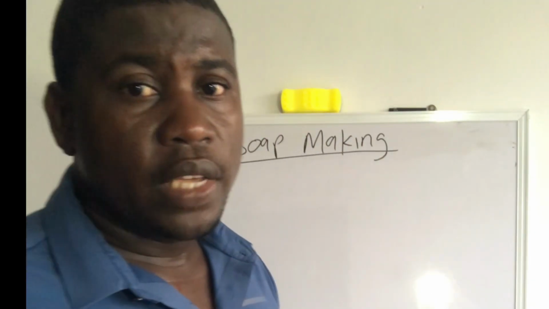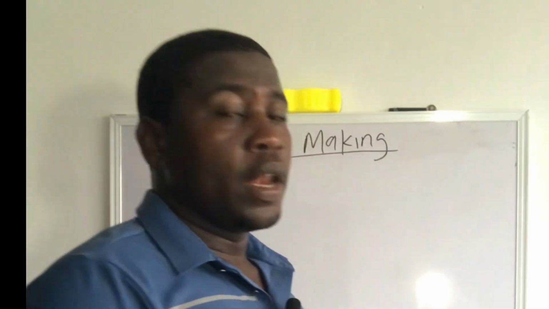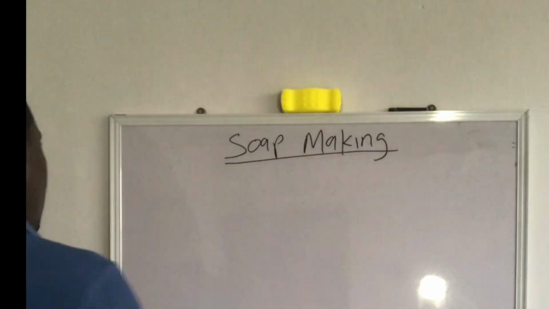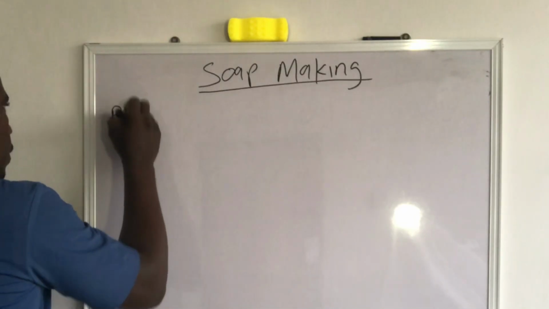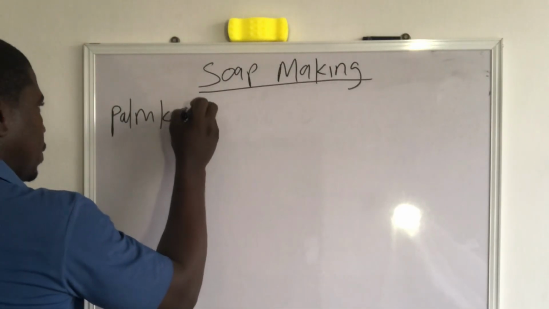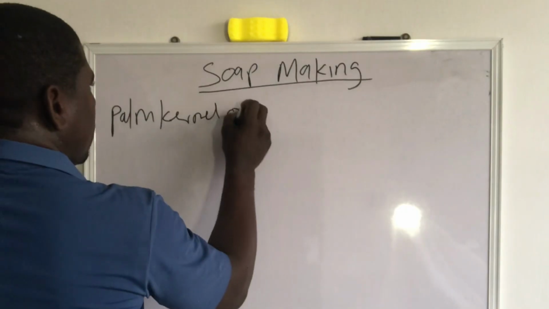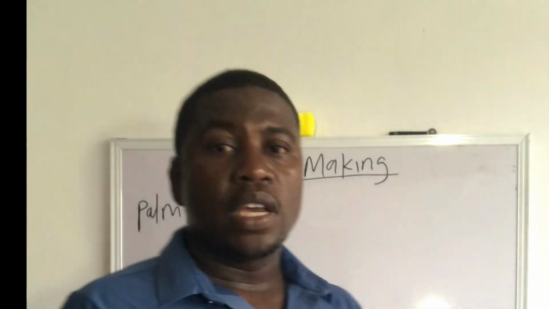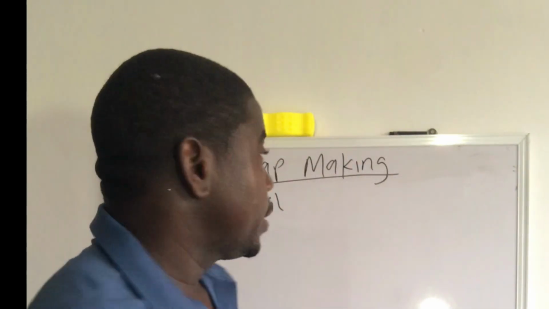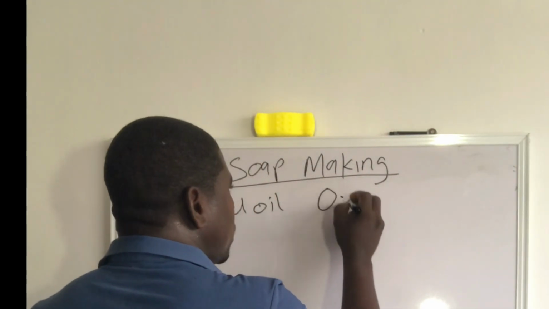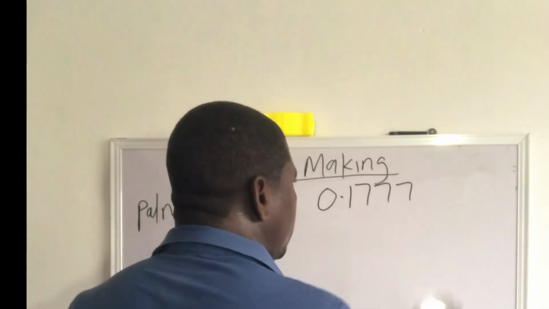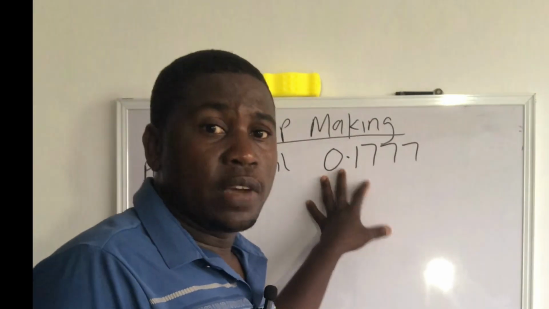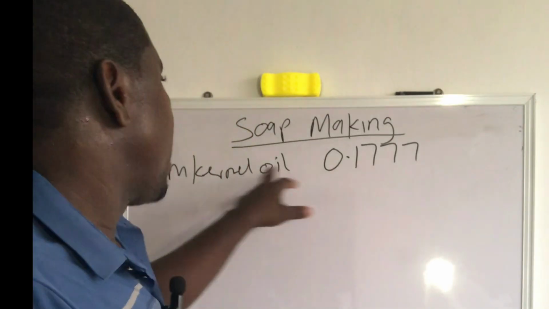We are going to be looking at how we calculate oil for soap making. So let's use palm kernel oil, for example. This is palm kernel oil. The saponification value of palm kernel oil is 0.1777.